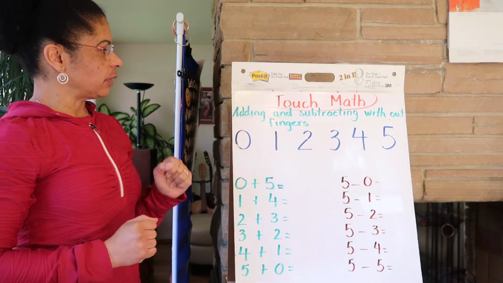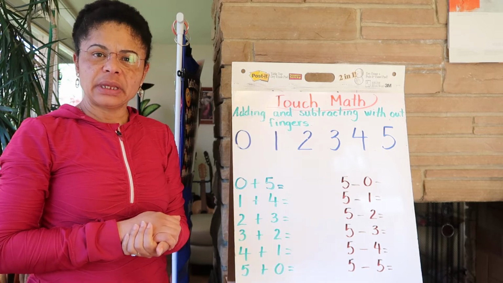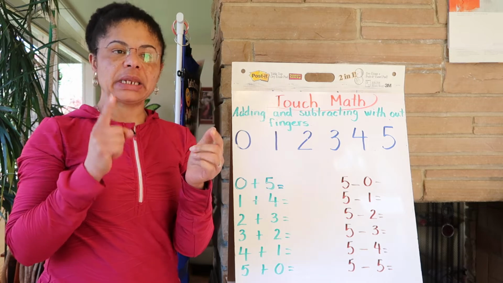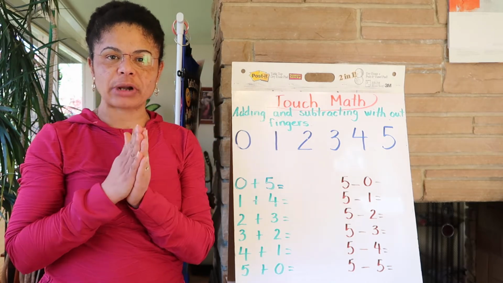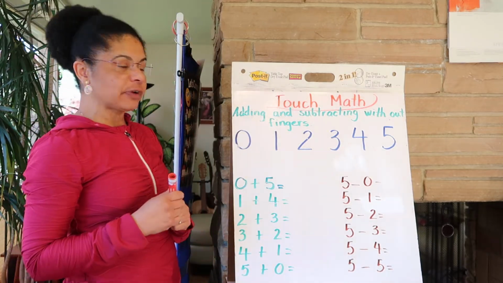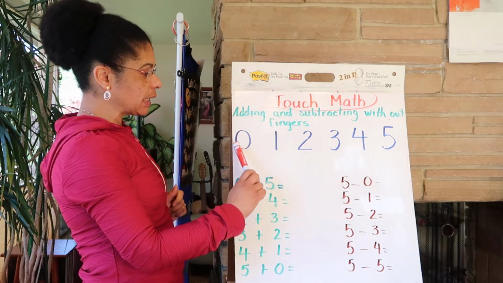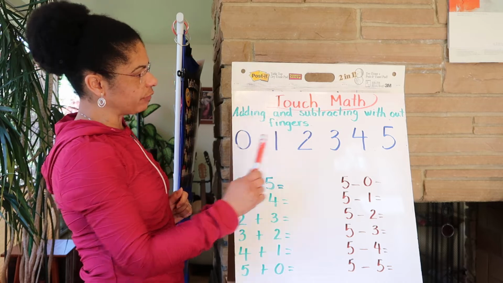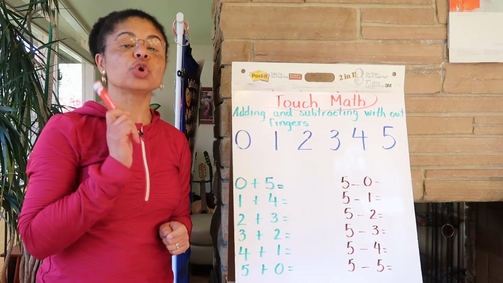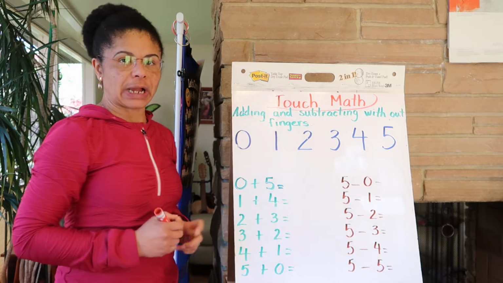Today, this activity is called touch math. What's so special about touch math? It helps you practice your one-to-one correspondence. It helps you add and subtract really quick. So, to get started, the first thing I'm going to do is draw dots on these numbers. Notice that I wrote numbers from 0 through 5 because our goal is to learn how to quickly add and subtract from 0 to 5.